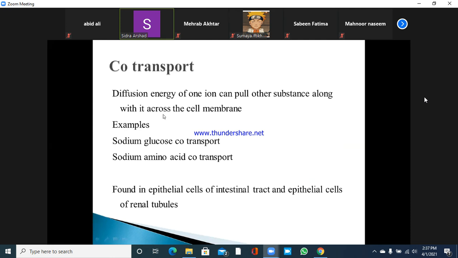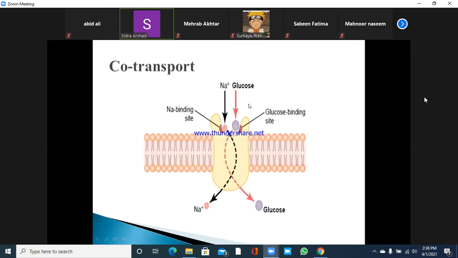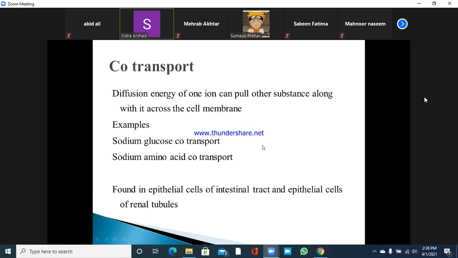In co-transport, the diffusion energy of one ion can pull another substance along with it across the cell membrane. So examples of co-transport are sodium glucose co-transport and sodium amino acid co-transport, as you can see over here. So this is sodium glucose co-transport. And there are some other carrier proteins on which sodium and amino acids attach. So that is the example of sodium amino acid co-transport.